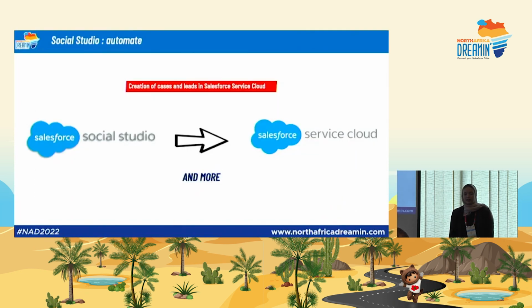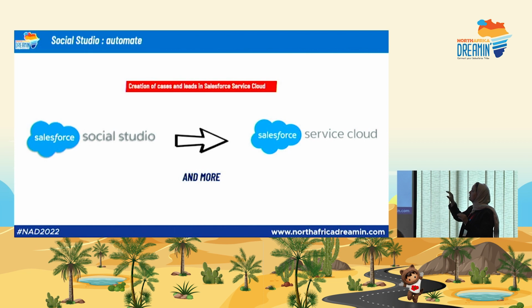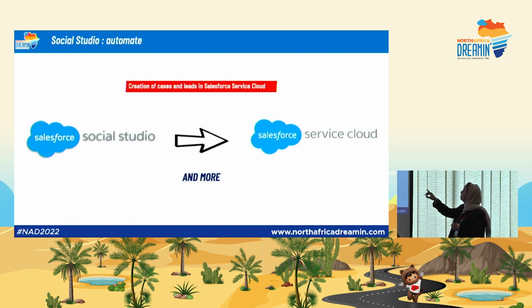Now, one of the interesting things I did with Omaima for a customer is that we integrated their Social Studio with Service Cloud. And that way, we actually migrated the data from Social Studio to Service Cloud, and that way, the customer can provide a good support, and they would have a special support process for the social channels or the social comments received from Social Studio.